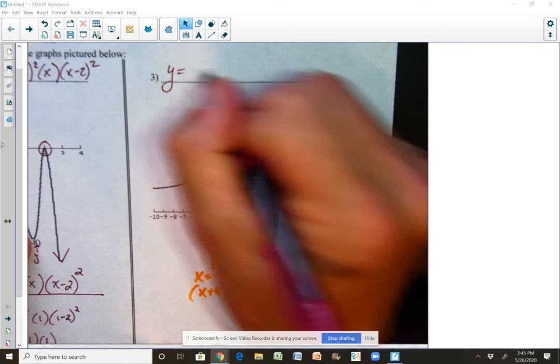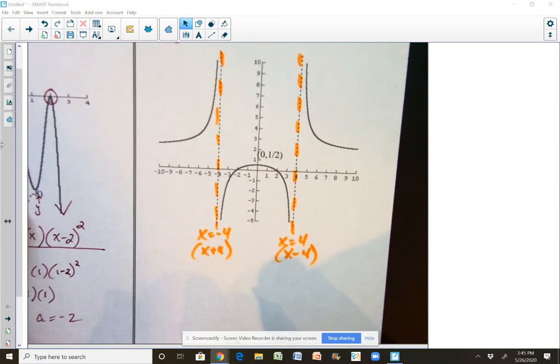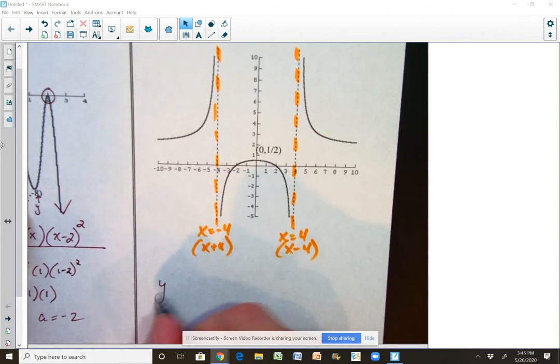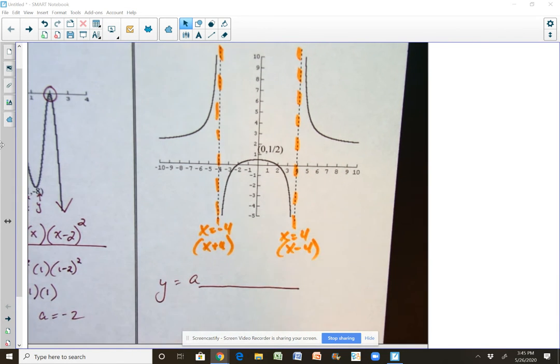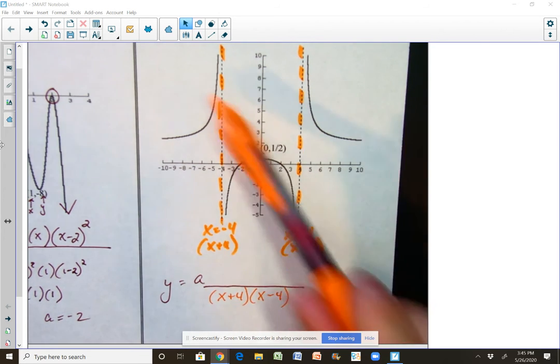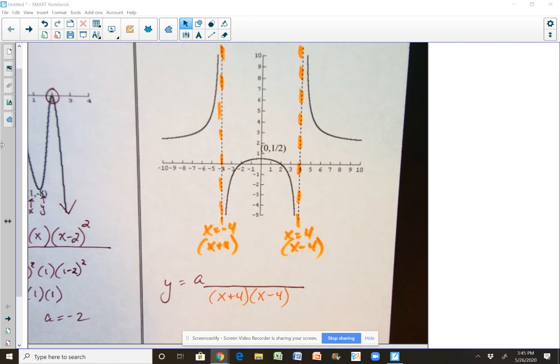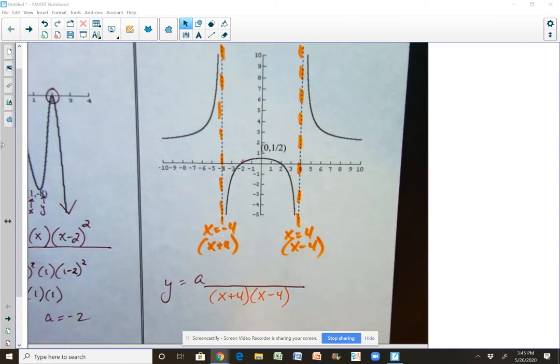And again, we're going to write our little fraction up here. So if we go down to the bottom here, we start constructing our equation. Y is equal to some coefficient, and I know that I'm going to have 2 factors in the denominator to account for those 2 vertical asymptotes. Okay, there are no holes in the graph, so I don't have to worry about any shared factors on top and bottom.